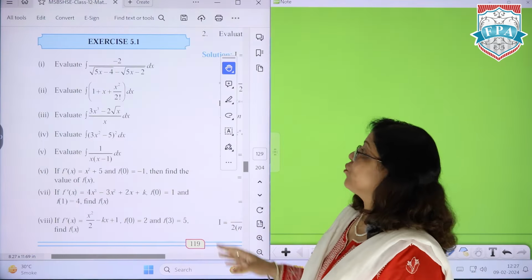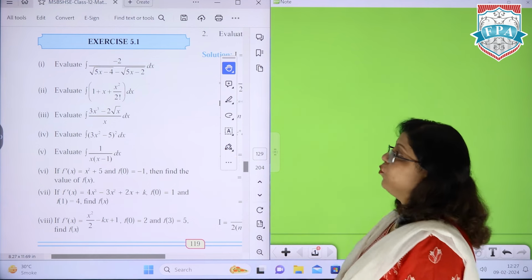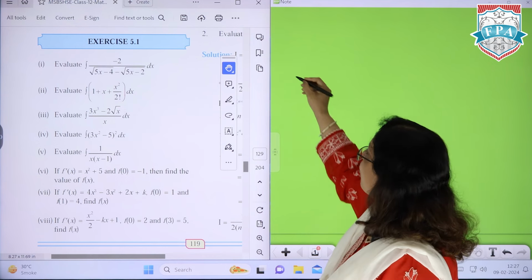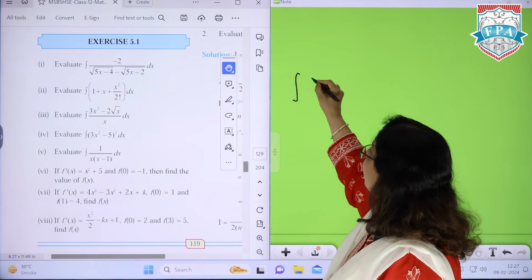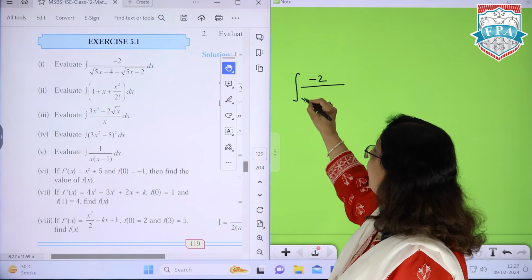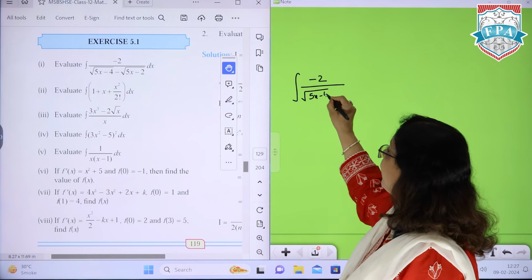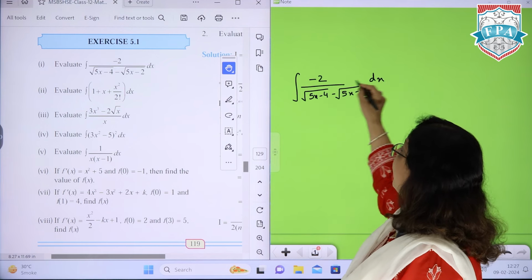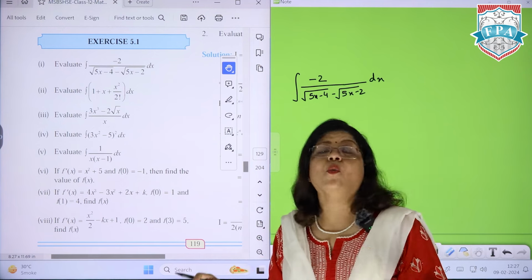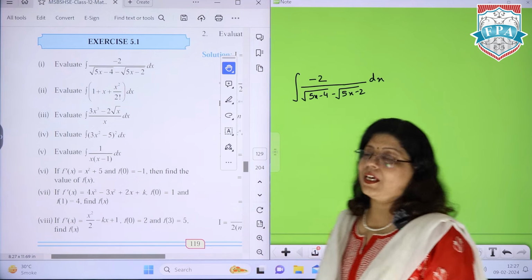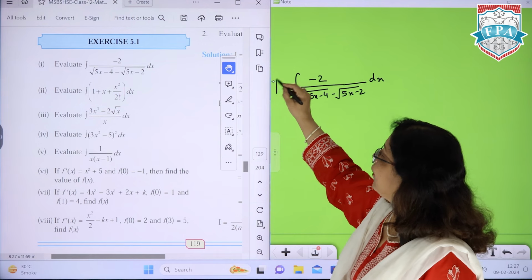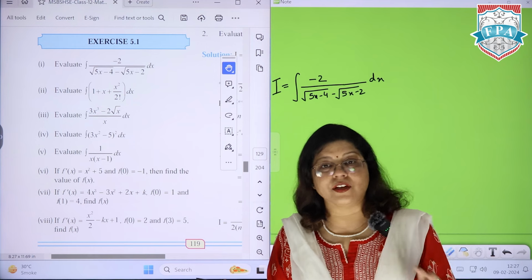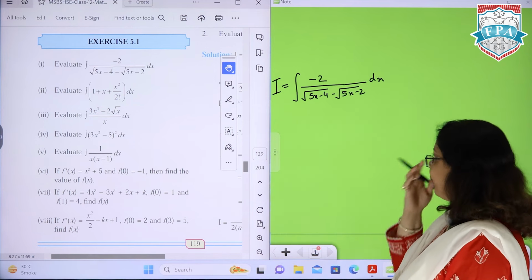So we are starting the questions from exercise 5.1. Let's take the first question for example. The question states: integral of minus 2 upon root of 5x minus 4 minus root of 5x minus 2 dx. Now, one habit which I want you all to have from the start itself is, whenever you are calculating an integration, write I is equal to that question. Capital I is used to denote the integration.